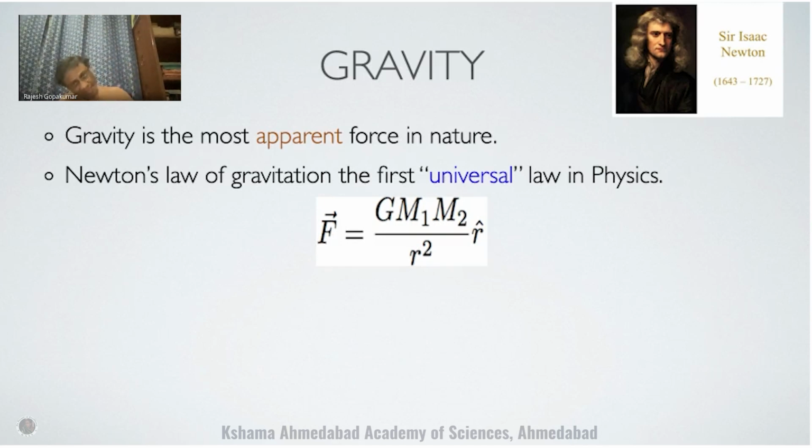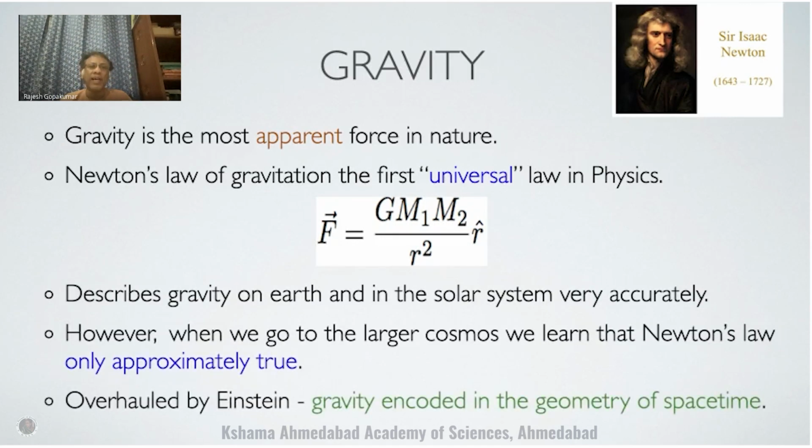This was universal in the sense that it describes gravity on the Earth as well as in the solar system very accurately. This was the triumph of Newton's law, that it could predict many things about planetary orbits. And we use it even now whenever the space agency sends out satellites or rockets; we are always using Newton's laws. But what we have learned since Newton's time is that when we go beyond our solar system, and even in our solar system there are some small hints, we realize that there are much more extreme circumstances where Newton's law is only approximately true, and we have to have a more complete description.